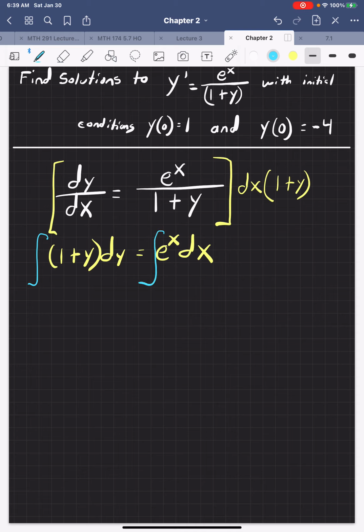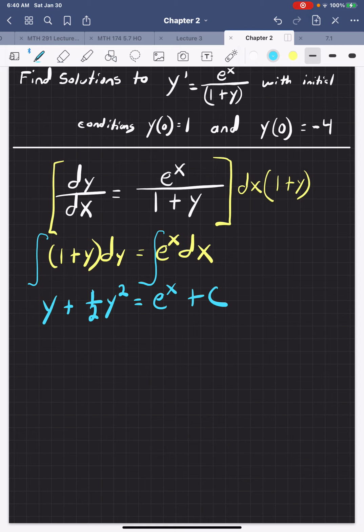So this is fairly easy integration. If you integrate 1 with respect to y, it's going to be just y. If you integrate y with respect to y, we're going to have y plus 1/2 of y squared, or y squared over 2 if you'd like, but 1/2 y squared. And of course, if you integrate e to the x with respect to x, it's just e to the x. So plus c.